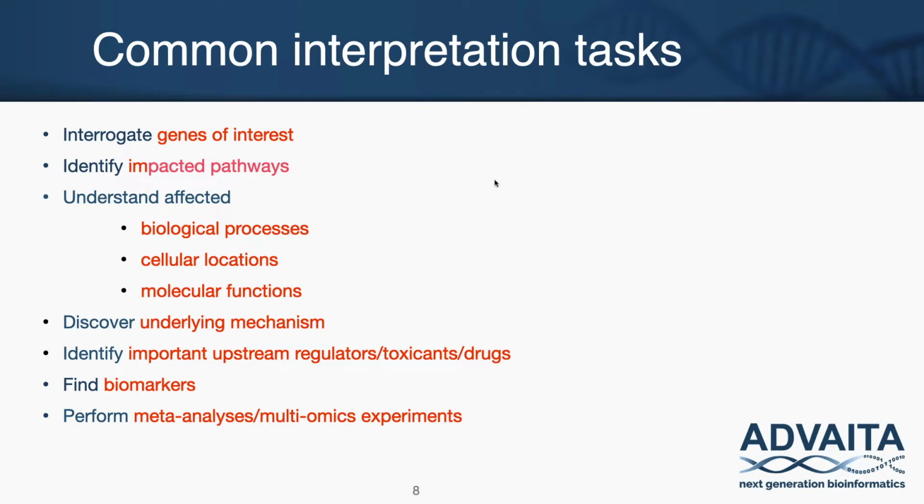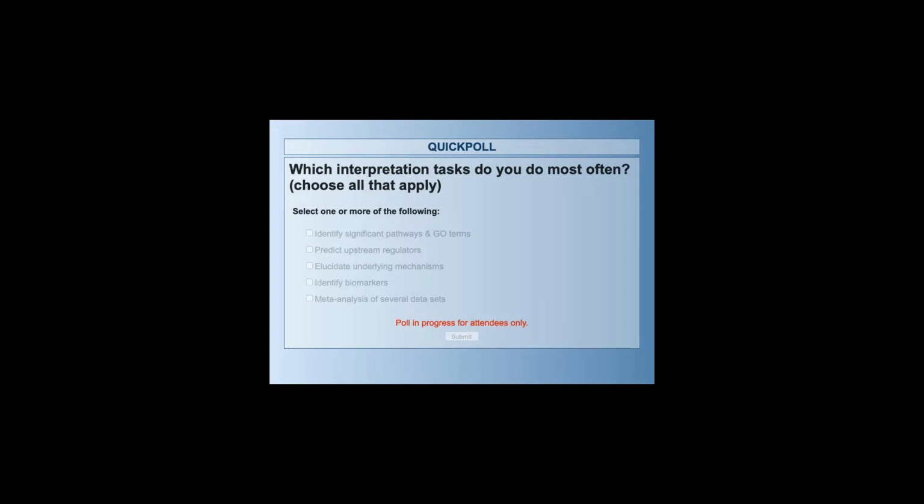On that note, can we perform a meta-analysis across several different omics types, or across a time course, or across a dose response curve? And lastly, people like to share their results and collaborate on the interpretation. So just one quick poll today, which is, which interpretation tasks do you do most often, and which are most important to you? You can vote for as many as you like.